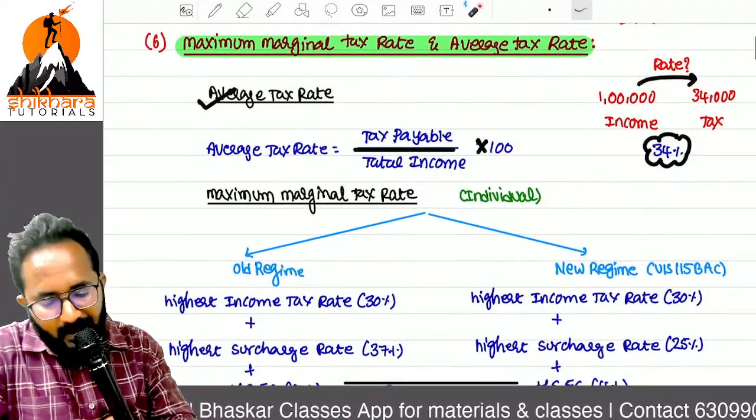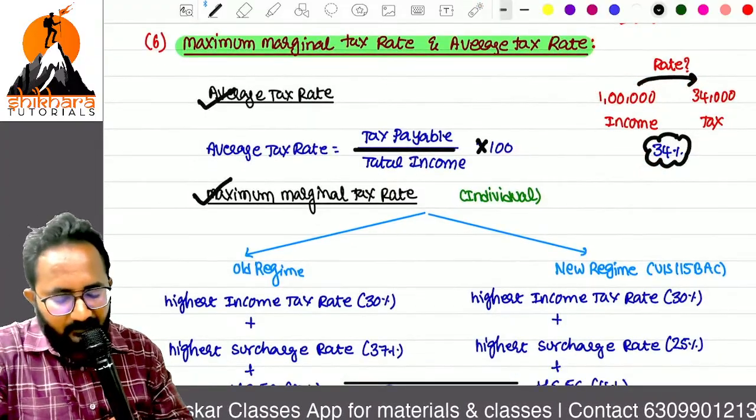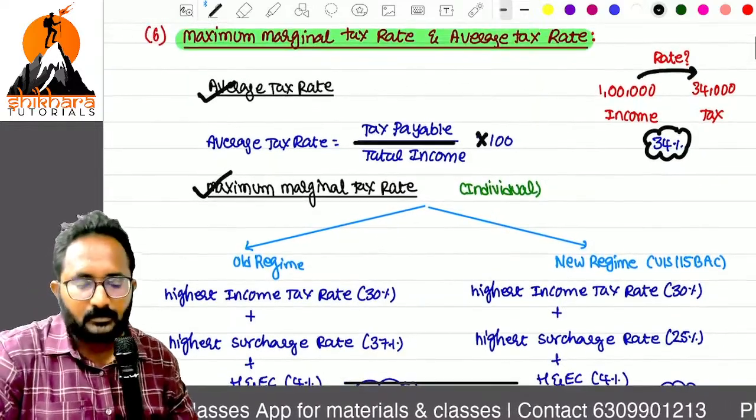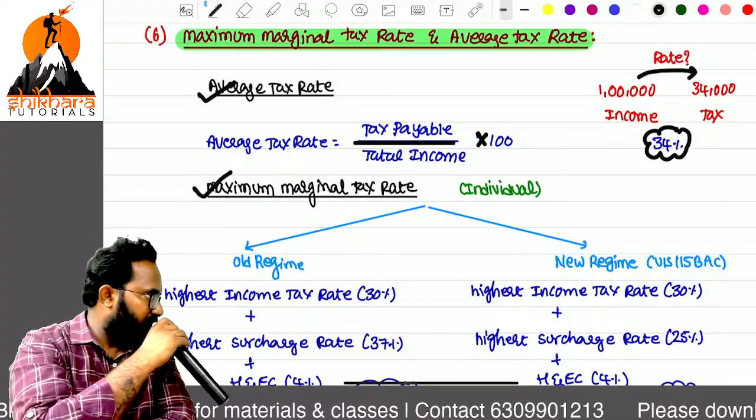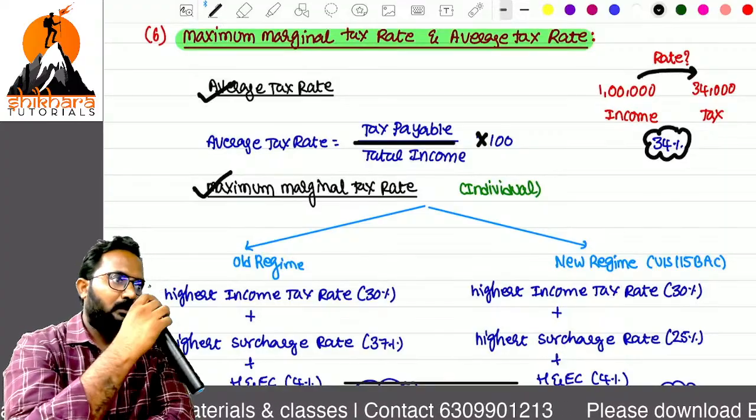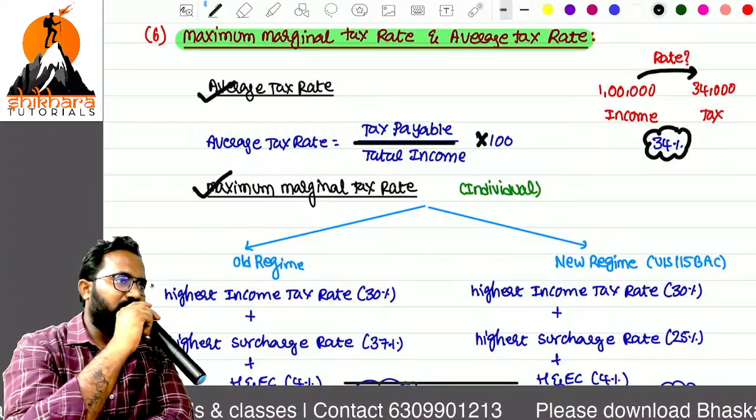Now, maximum marginal tax rate, I will tell you. Maximum means what? High or low? High.